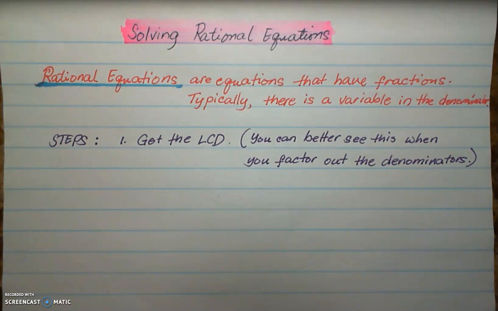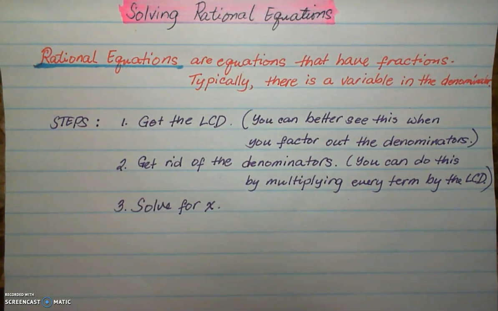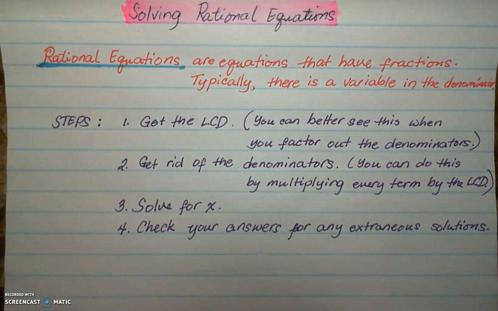Step number one, we have to get the LCD. You can better see this when you factor out the denominators. Step two, get rid of the denominators. You can do this by multiplying every term by the LCD. Step 3, solve for x. And step 4, check your answers for any extraneous solutions.